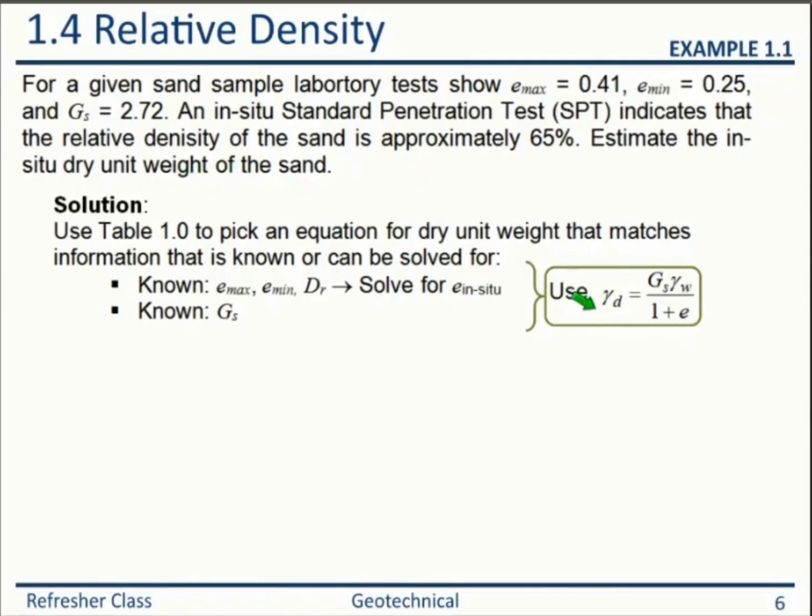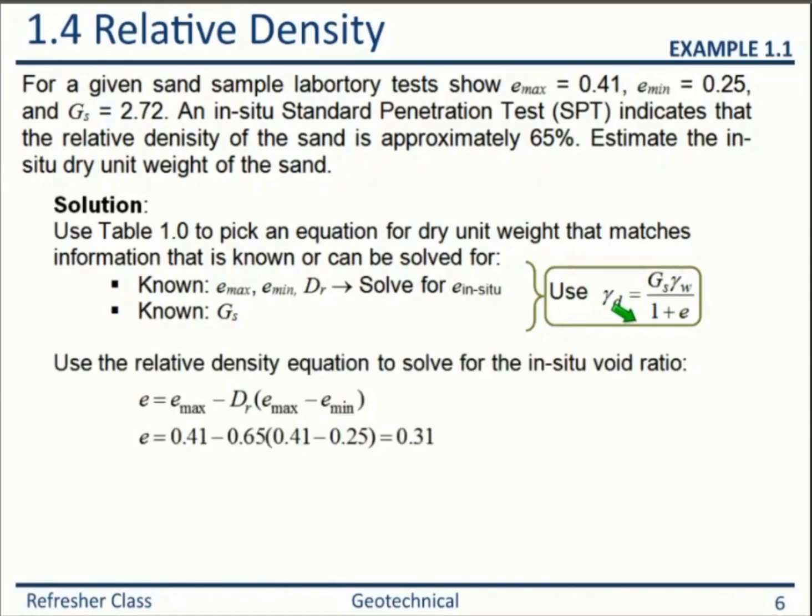So in the table, I will go and look for the gamma D, because gamma D is the dry unit weight. When I look at the gamma D tables, one of the equations gives you specific gravity, which is given, unit weight of water, even if it is not given, you can assume it, and void ratio, which we just calculated, right? Then why not use this?